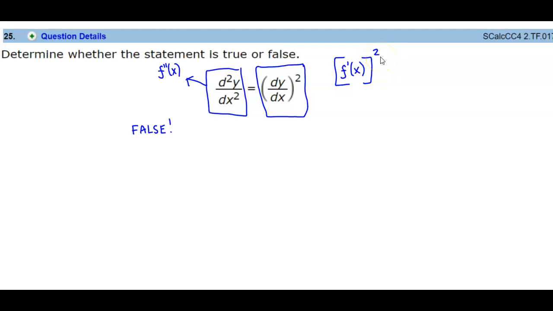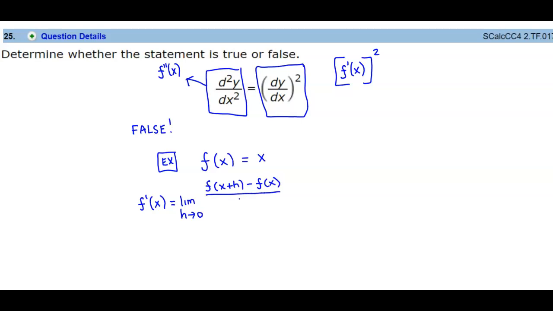Okay, so let's take a look at an example here. Let's say if we had the following function. Let's say y or f of x is equal to x. So now let's find the derivative using the derivative definition. So f prime of x would then equal the limit as h approaches 0 of f of x plus h minus f of x, and then divide that by h.